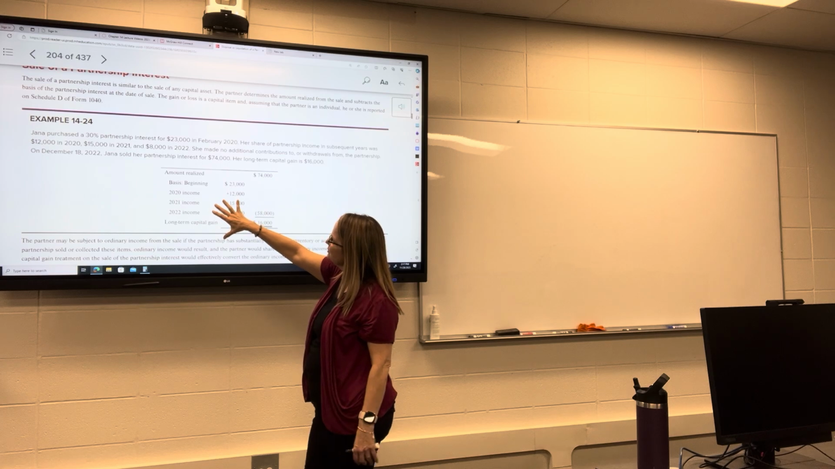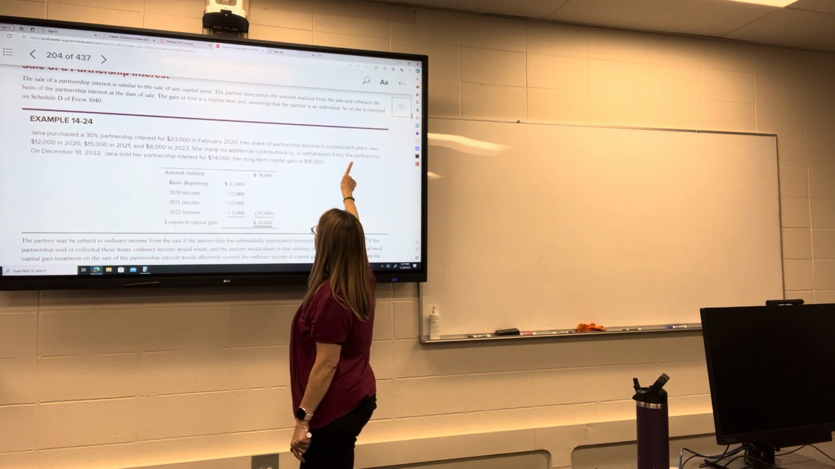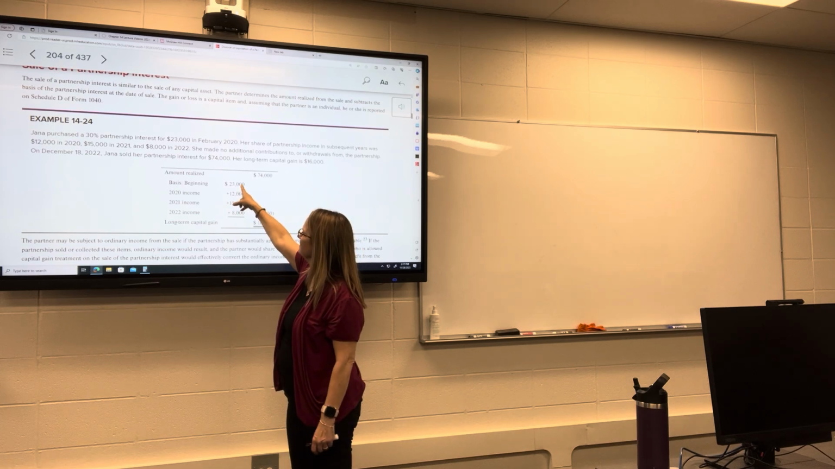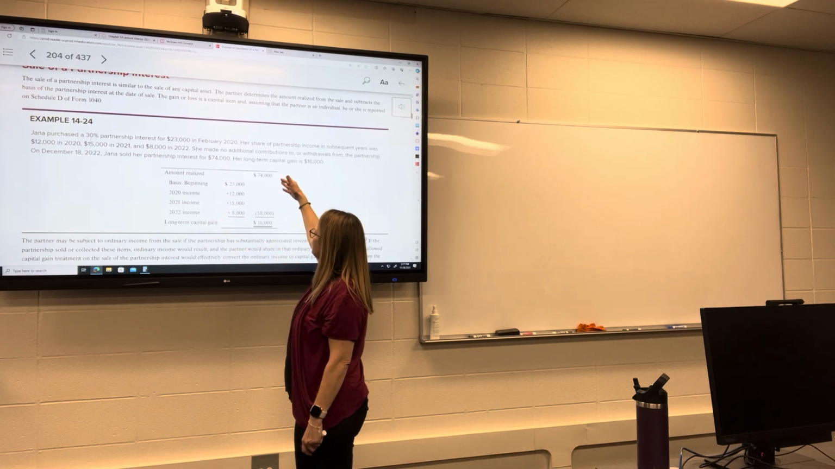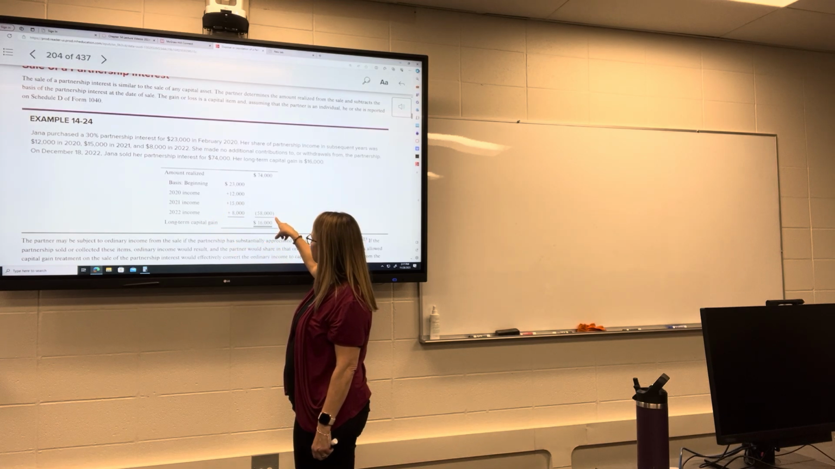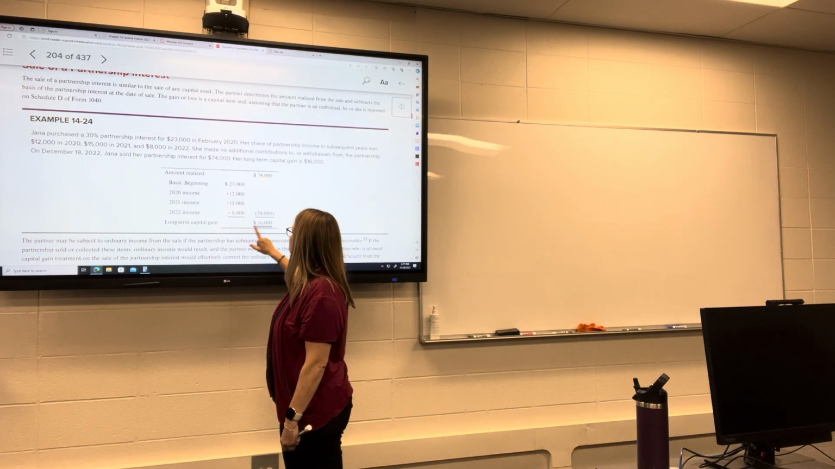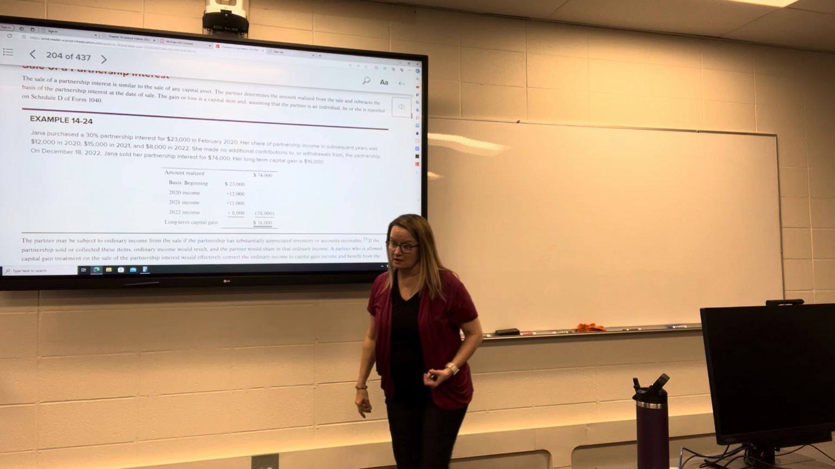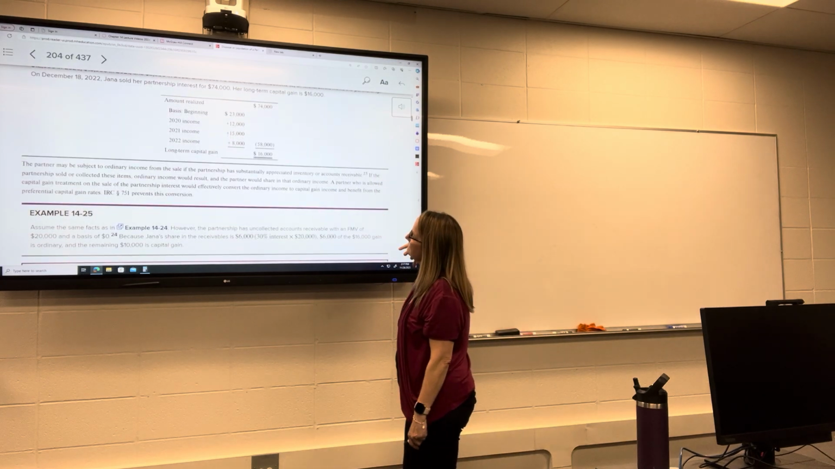In this case, it's very simple. 30% partnership interest, she bought it for $23,000. Her beginning basis is 23, and then she had her share of income in 2020, 2021, 2022. So total basis of $58,000. She got $74,000 for it. So her gain is $16,000, just like any other asset.